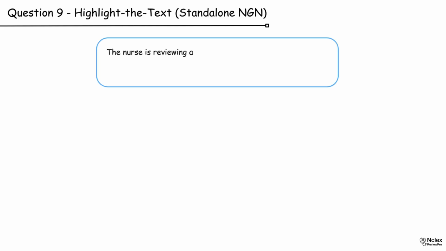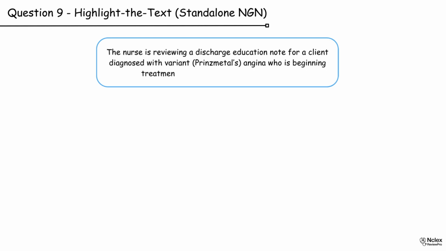Question 9. This is a highlight-style question focused on patient teaching for variant angina. The nurse is reviewing a discharge education note for a client diagnosed with variant, also known as Prinzmetal's angina, who is starting a calcium channel blocker. Listen carefully to the client's statements.